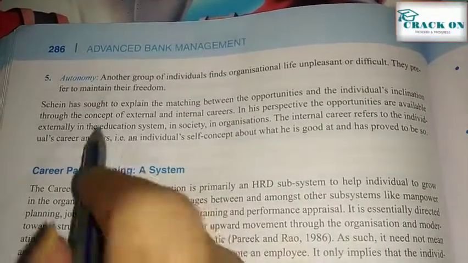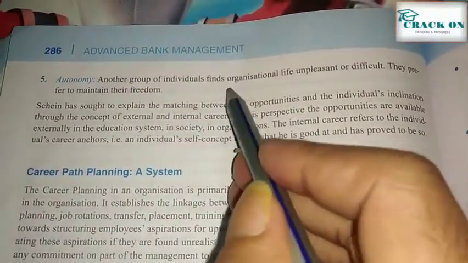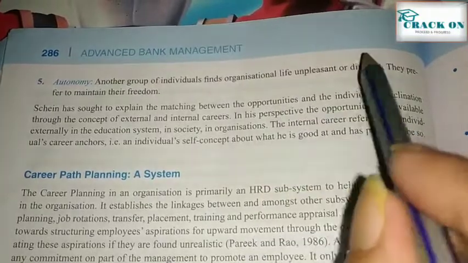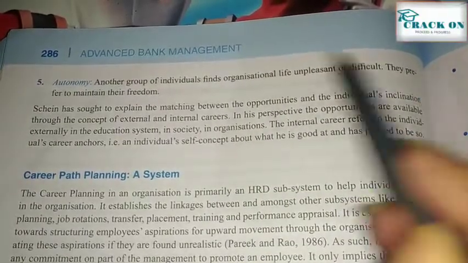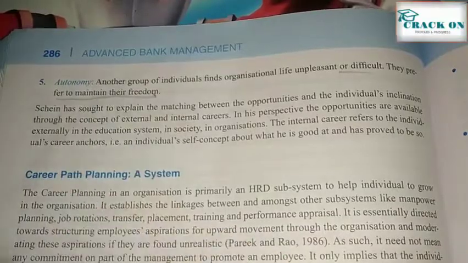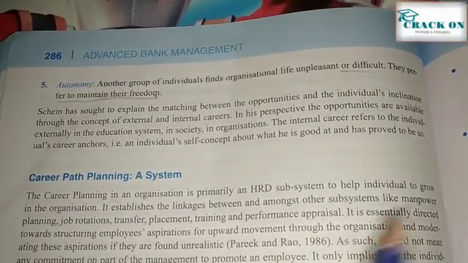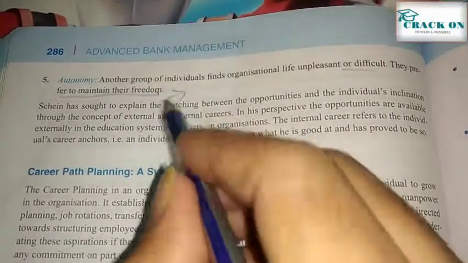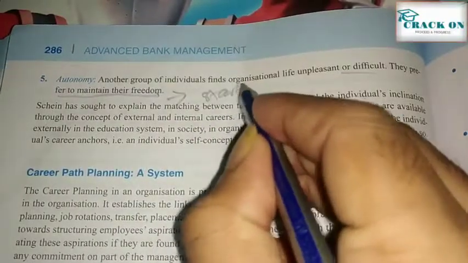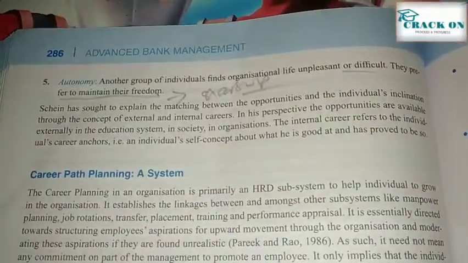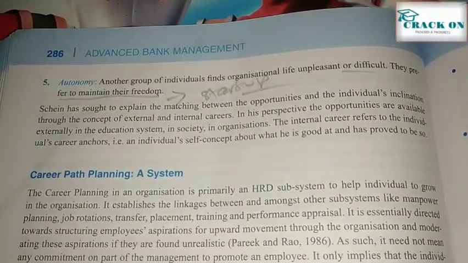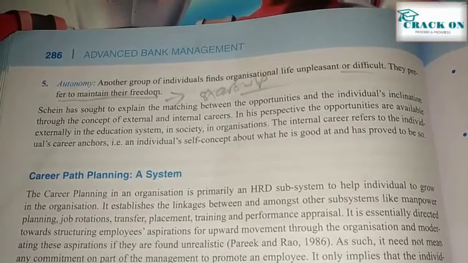Next one is autonomy. Another group of individuals finds organizational life unpleasant or difficult. They prefer to maintain their freedom. That is autonomy. They want to do their own thing. Another best example we can give is startups. Now the startups are giving their own ideas a way to be achieved, right? So these are the things.